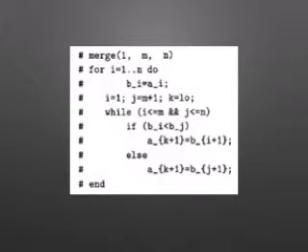Merge of l, m, n. For i starting from l to n, do b_i equals a_i. i equals l, j equals m plus 1, k equals l. While i is less than or equal to m and j is less than or equal to n, if b_i is less than b_j, let a_(k+1) equal b_(i+1), else let a_(k+1) equal b_(j+1). Then we do the end.